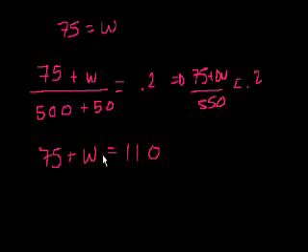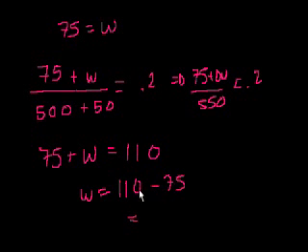Right, 110. And then subtract 75 from both sides. Women has to be equal to 110 minus 75. And that's equal to 35. 35 of the 50 employees have to be women. And that's what they ask, right? How many of the additional workers must be women? So that's choice E.